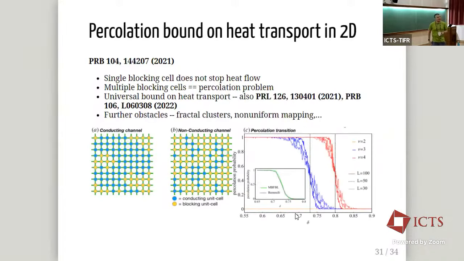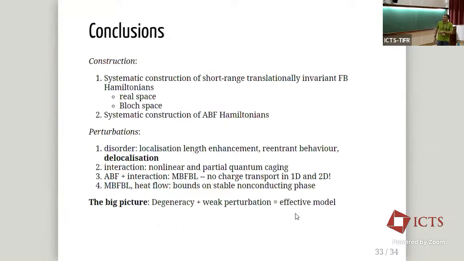What happens in higher dimensions is more complicated because now, again, the idea is the same. You have to consider the initial distribution of particles on the lattice of interest. And again, the empty dimers would play a crucial role. It basically boils down to a percolation model, ensuring that at low enough filling fractions, there's no heat transport. Okay, I'll stop here by giving the conclusions.